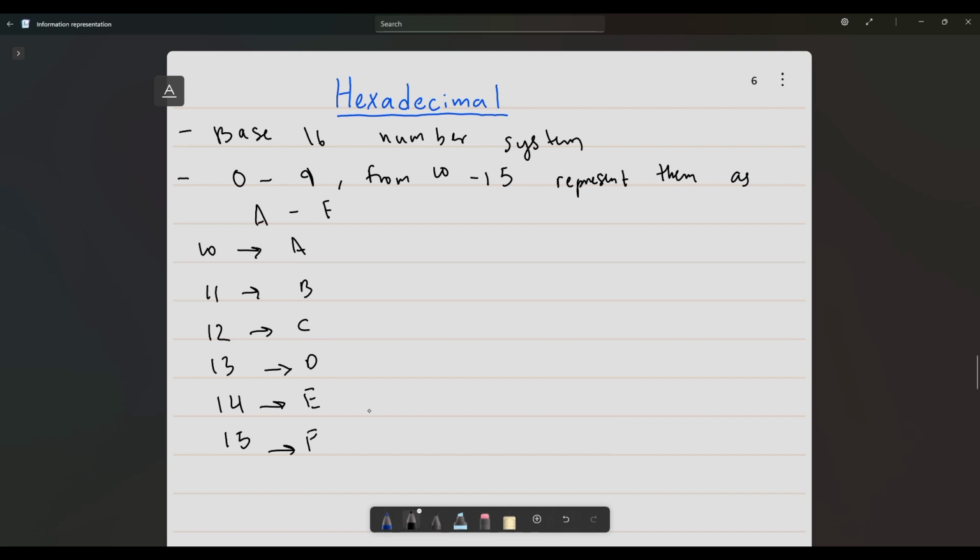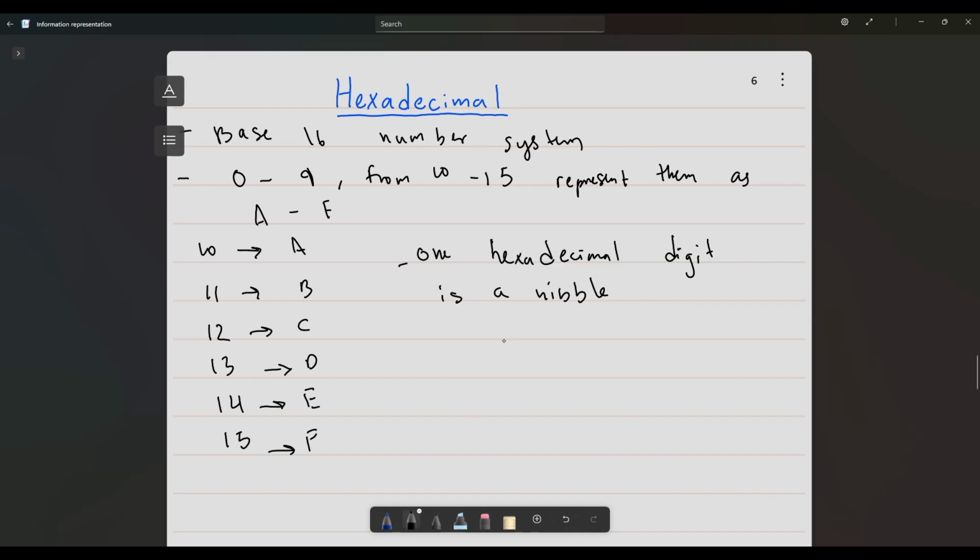And so now you may be wondering, how do we convert a binary number or a denary number to a hexadecimal number? Well, it's actually not that hard. Hexadecimal, usually we use the nibble format. A nibble can be represented by one hexadecimal digit. So one hexadecimal digit is a nibble.